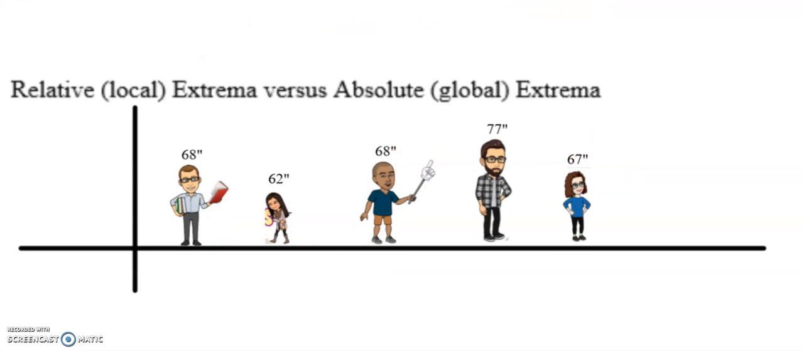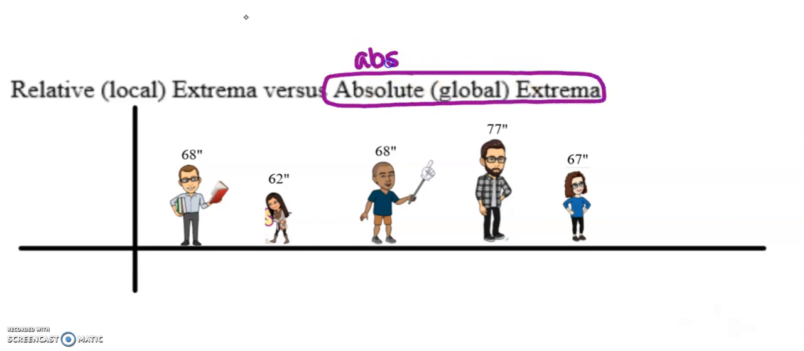All right, so here we have a bunch of math teachers. We have Mr. Covey, we have Mrs. Fry, we have Mr. Lakin, we have Mr. McConey, and we have me, Ms. Schwartz. Right now, we are lined up alphabetically: Covey, Fry, Lakin, McConey, Schwartz. So if I use this as my graph, I have absolute extrema for those that are the absolute.